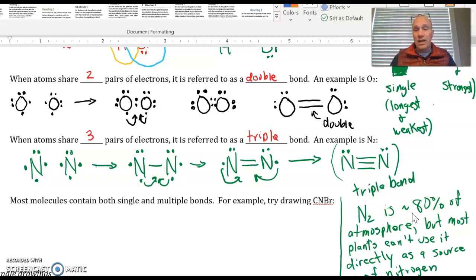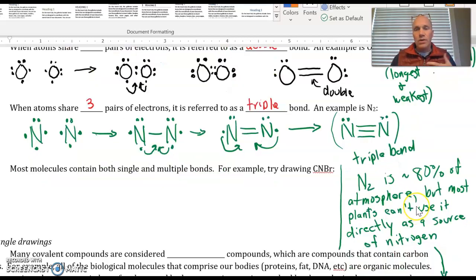So if you go outside, or even if you're inside and you take a breath, we know we breathe because we need oxygen. Oxygen is only about 16% of what we breathe in. About 80% of it is nitrogen. So it's all around us.